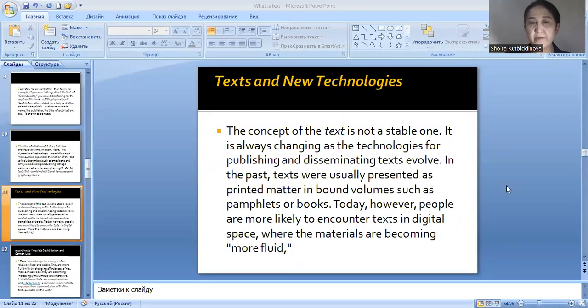Now let's talk about the interrelation of text and new technologies. So the concept of the text is not a stable one. It is always changing as technologies for publishing and disseminating text evolve. In the past, texts were usually presented as printed matter in bound volumes such as pamphlets or books. Today, however, people are more likely to encounter texts in digital space where the materials are becoming more fluid.